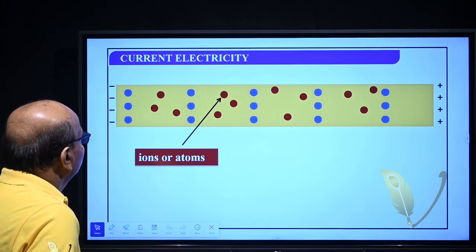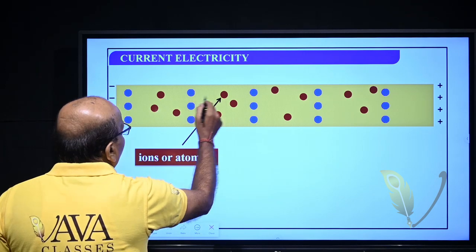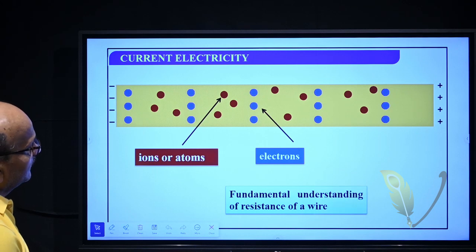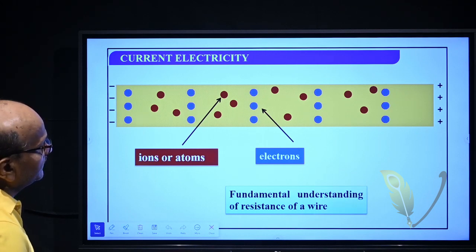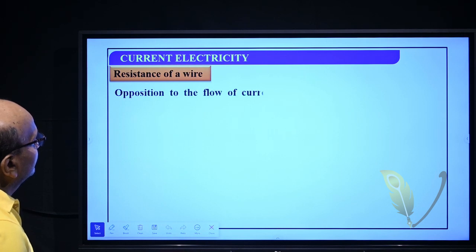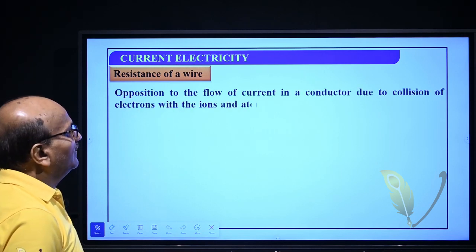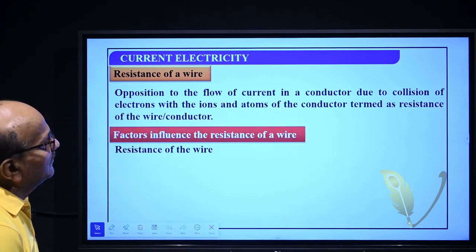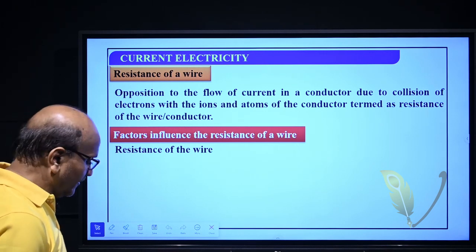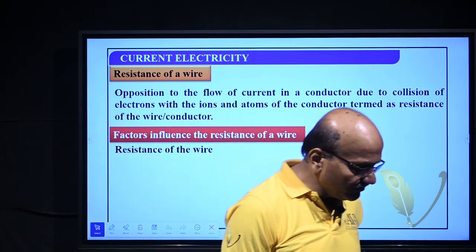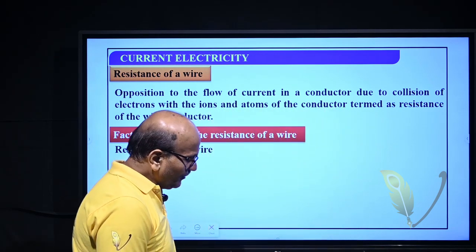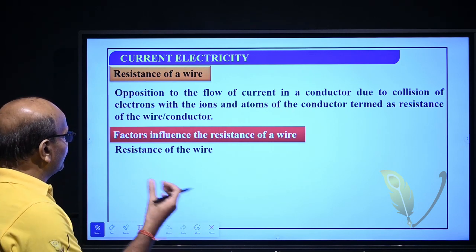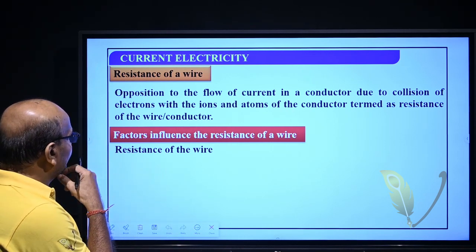Now, these are the atoms, these are the free electrons, and these are the ions. These are the fundamental understanding of the resistance of a wire. Opposition to the flow of current in a conductor due to collision of electrons with the ions and atoms of the conductor is termed the resistance of the wire or conductor. When these free electrons collide with the ions or atoms, the speed of the electrons decreases and the current decreases. That is why this opposition offered is called the resistance of the conductor.